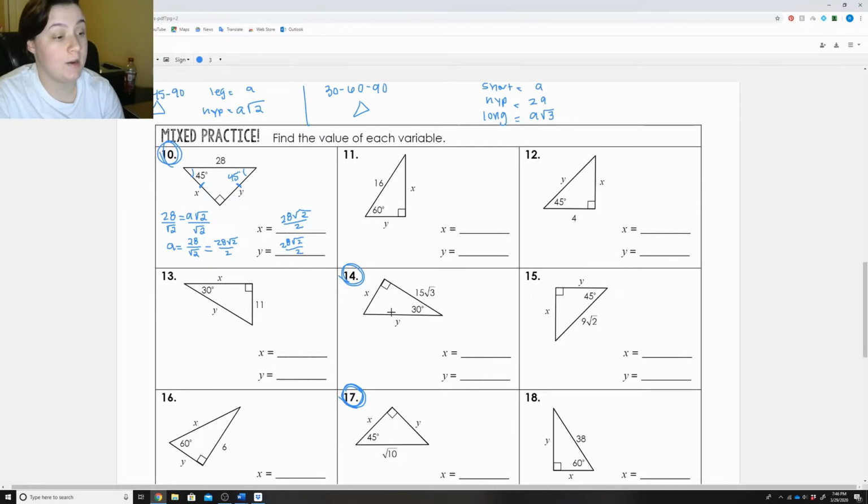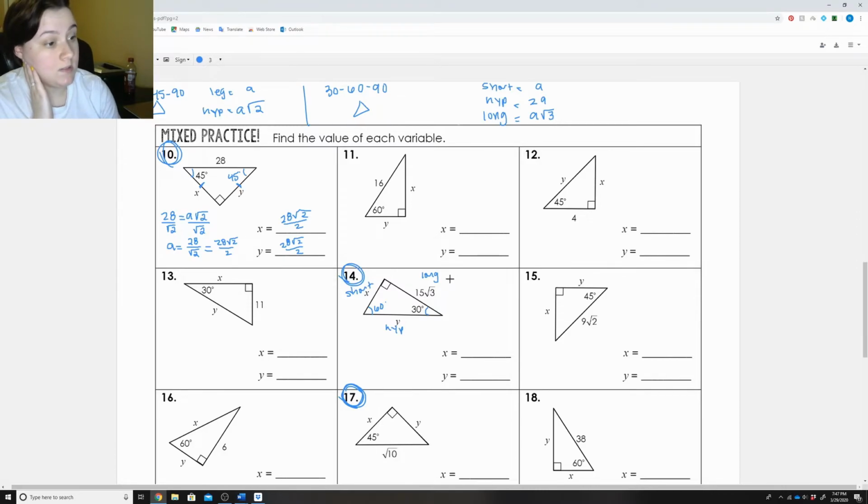So I'm going to go ahead and show you how to go over number 14. Looking at it, we have a 30 and a 90 degree. So you can tell this one's going to be a 60 degree. So we're going to be looking at a 30, 60, 90 triangle. Across from the right angle is always the hypotenuse. Across from this 60 degree is the longer side. And then across from this 30 is the shorter side.